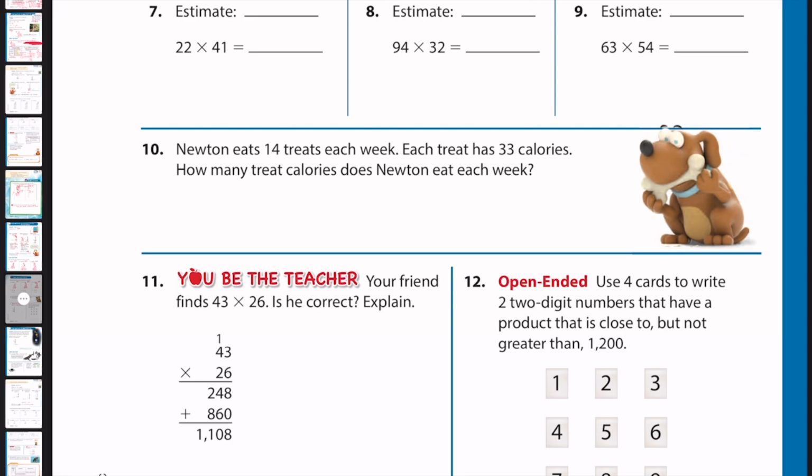Okay. Number 7, please pause if you are just writing down my answer. Pause and try yourself, okay? And then check your answer with mine. All right, estimate 20 times 40, which is 800, okay?